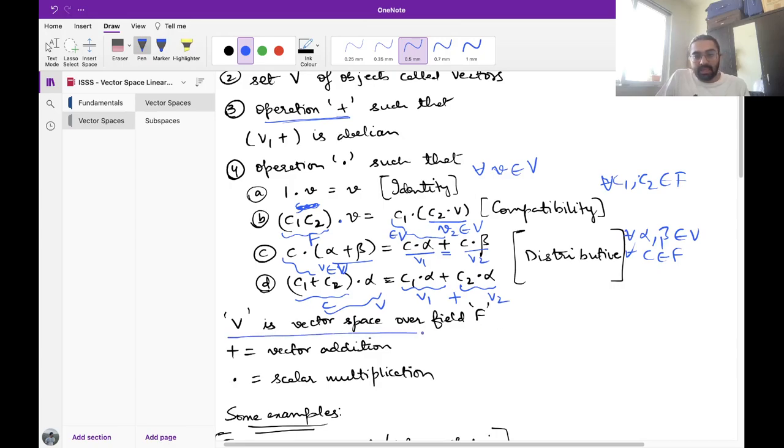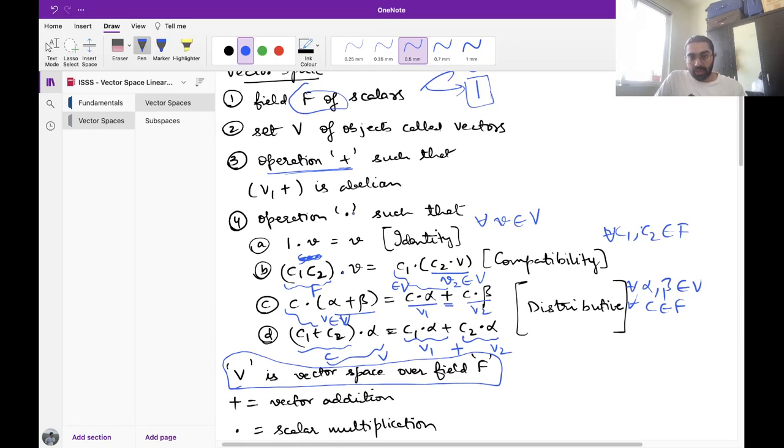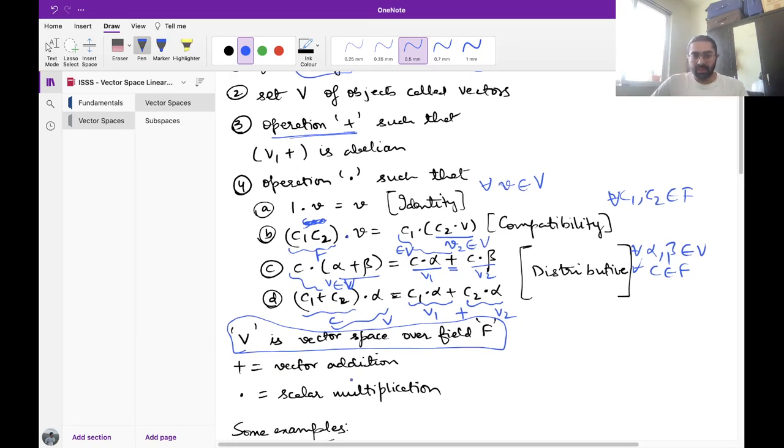Okay, this is the definition of your vector space. If I say that the set V is a vector space over field F, what it means is I have these operations plus and dot, which are such that all of these conditions are satisfied, and this F is also a field of scalars which has its own conditions to be satisfied. Clear? And we call this plus vector addition, and we call this dot scalar multiplication.